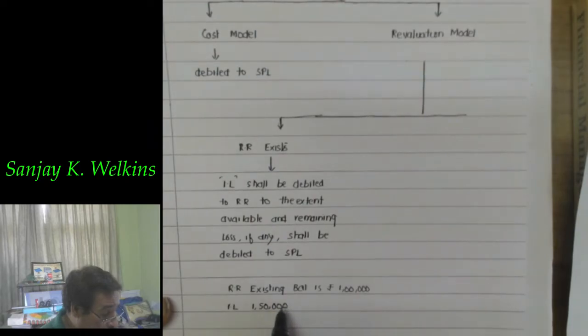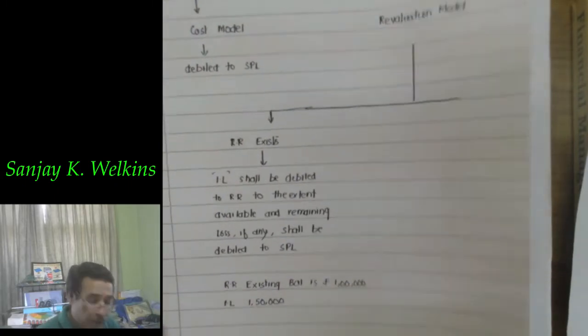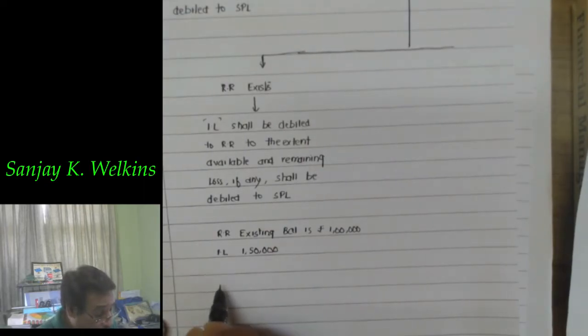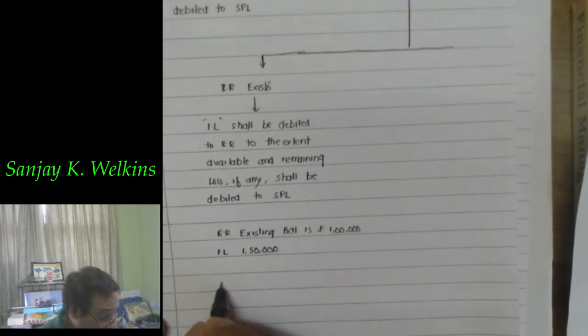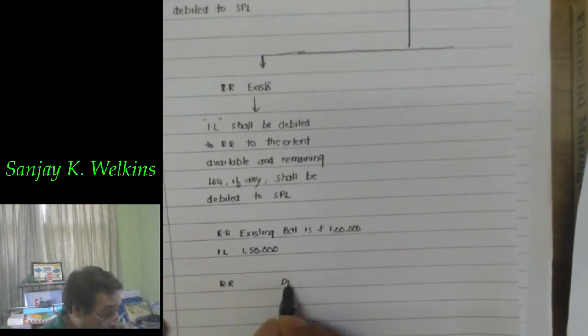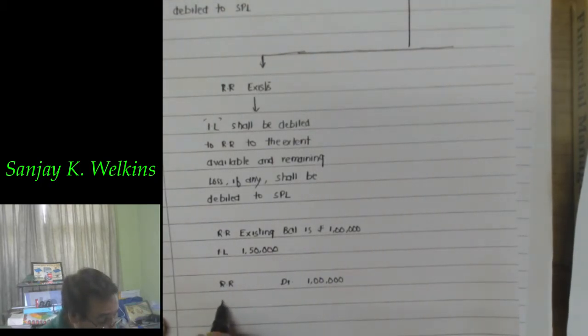Because the entity is following the revaluation method, I cannot debit this impairment loss straight away to the statement of P&L. Instead, first of all, I will see how much balance is available in the revaluation reserve. In the revaluation reserve, the balance is 1 lakh. So out of 1,50,000, 1 lakh worth of loss can be adjusted against the revaluation reserve, and the remaining balance will be taken to the statement of P&L. This is the only difference.